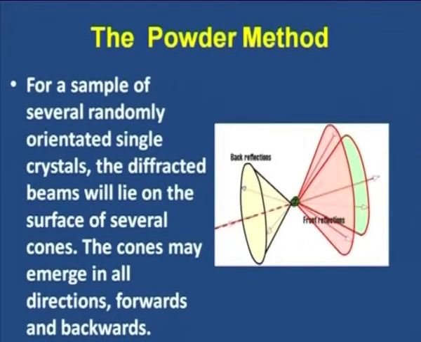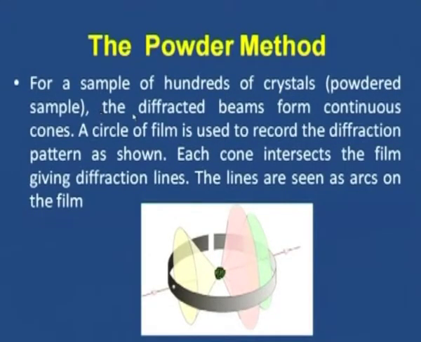In the Debye-Scherrer camera, the X-ray beam goes through the hole and falls on the crystal, and you will be having a cylindrical film, right? Half of the film will cover the reflections coming in this direction, the front reflections, whereas the other half of the film will contain the diffracted beams coming in the backward direction, the back reflections. So, several cones will be formed, as I will show you in a moment.